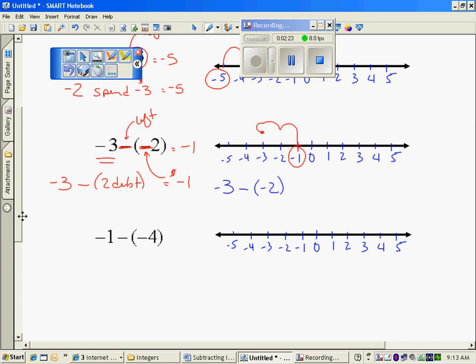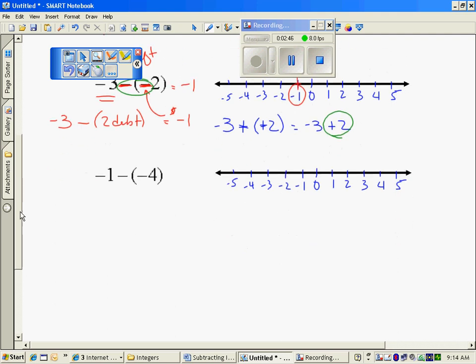Another way to see this problem, when I have two negative signs, I'm going to add the opposite. So now I have -3 plus 2, and if you remember our integers, I'm at -3 on the number line, and I add 2, 1, 2. So you can see how these two negative signs together actually switch my direction from going left to going right. Let's try another one of the same type.